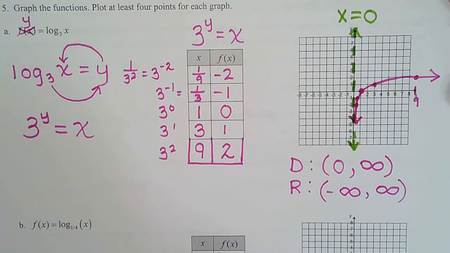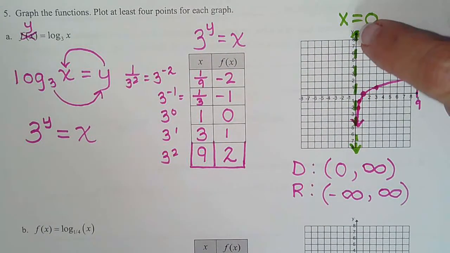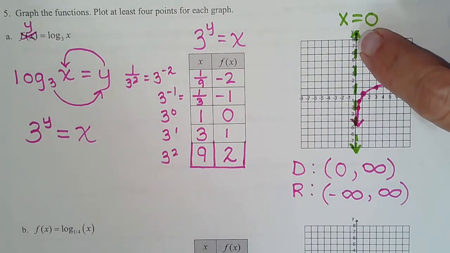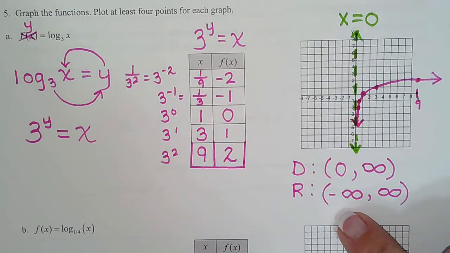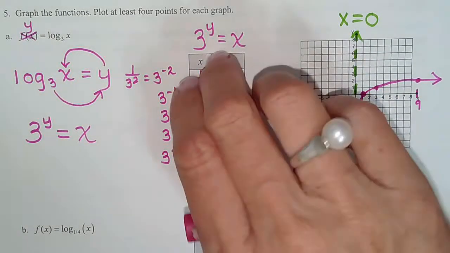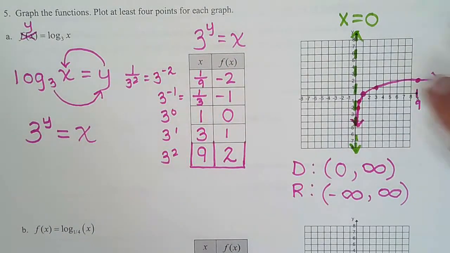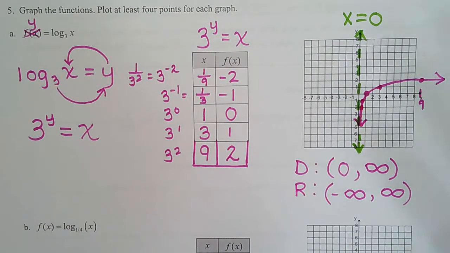So on the test, you're going to have to be able to draw in your asymptote. You're going to have to name the domain and range. You're going to have to fill out a table and draw the graph. So you definitely want to practice on your homework so you learn how to do all this before you take your test.